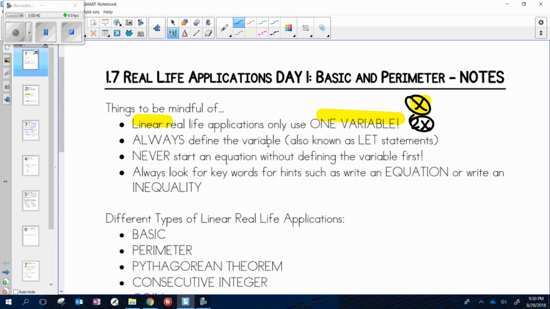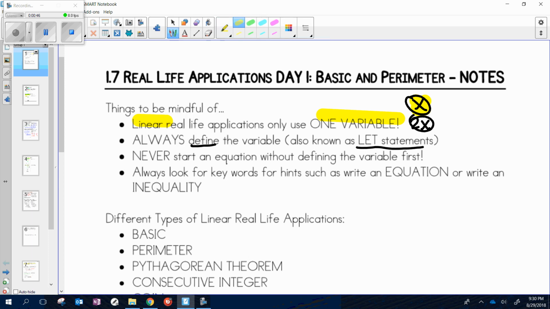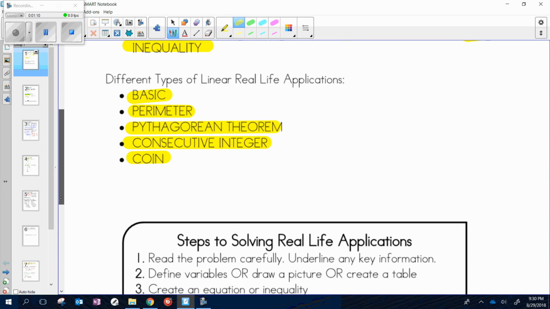Always define the variable, like with a let statement. Never start an equation without defining the variable first. So basically those say the same thing. Always look for keywords for hints such as what you're going to do, like write an equation or write an inequality. Different types of linear real-life applications: we're going to look at basic, perimeter, Pythagorean theorem, consecutive integer problems, and coin problems.